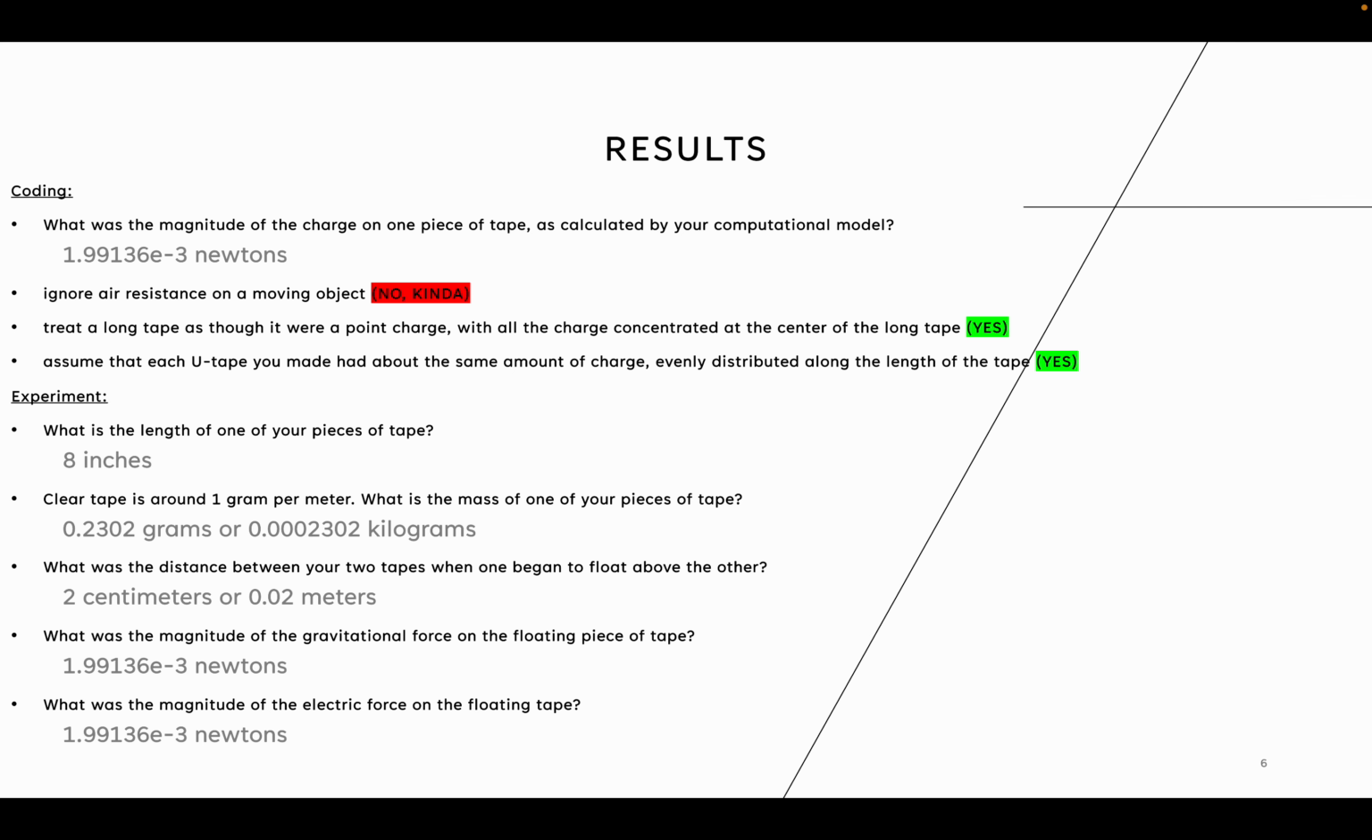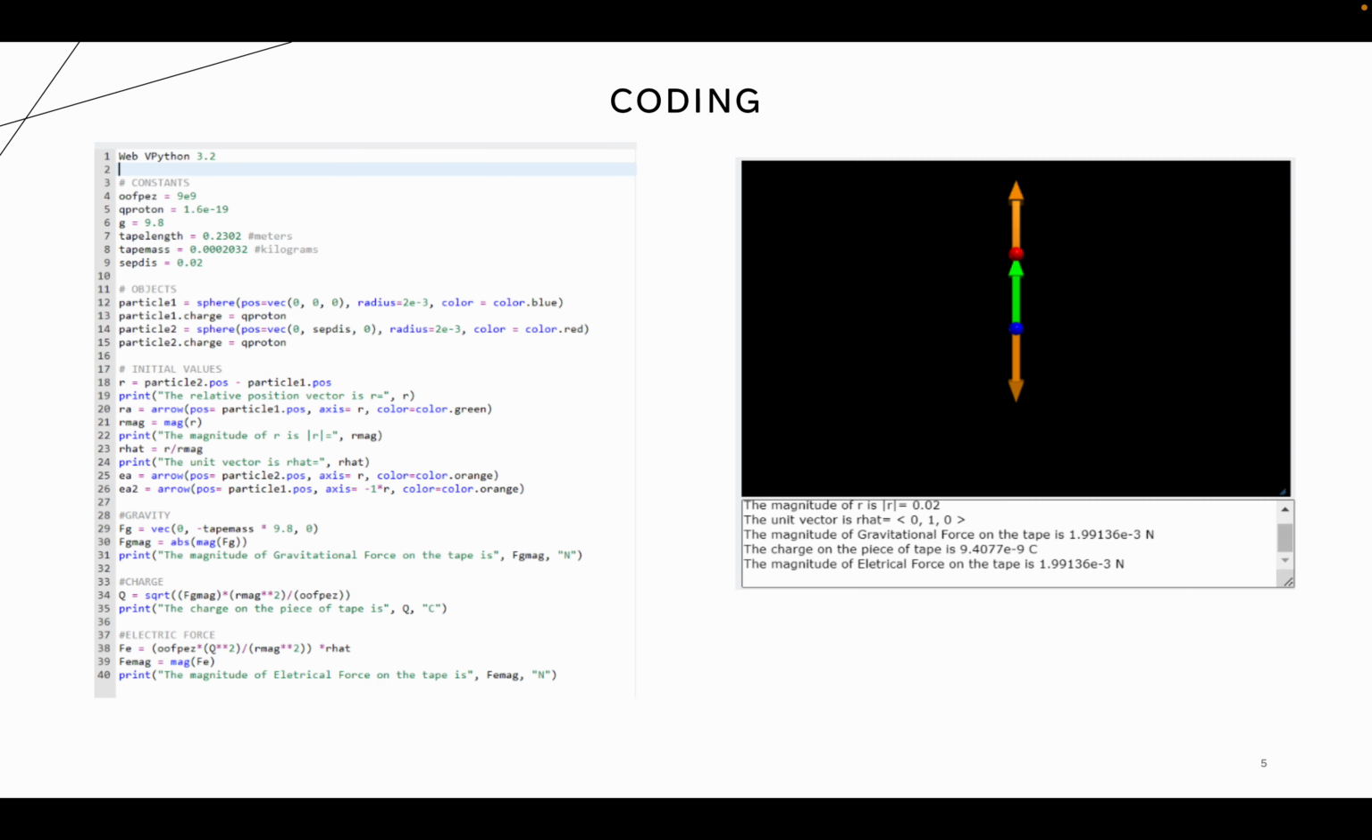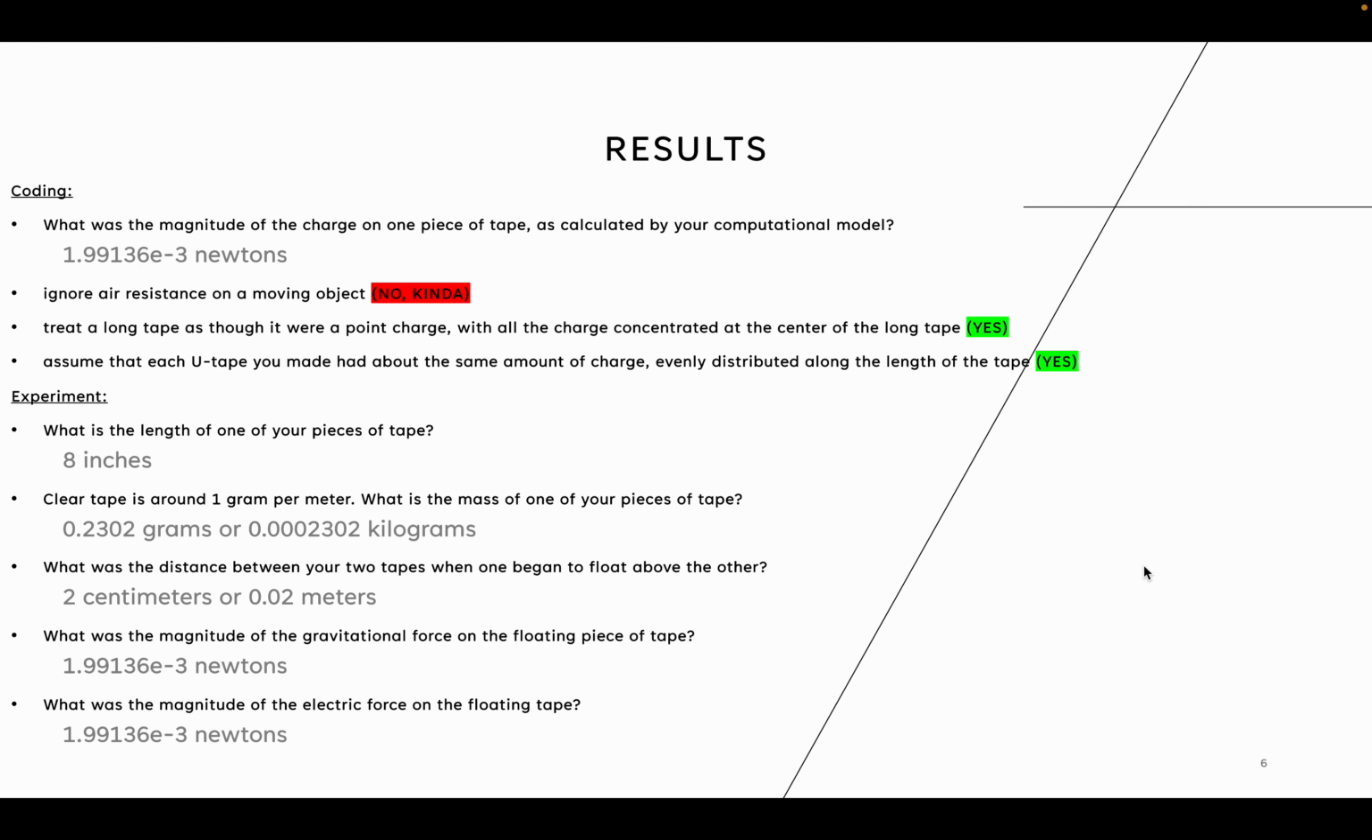And as I said before, the tape is 8 inches long, 0.2 grams, 2 centimeters of distance. So the magnitude of gravitational force found and the magnitude of electrical force found was 1.99 times 10 to the third. As you can see, the computational model also calculated this the same. And this is because at the time that it starts floating, the gravity is equal to the electrical force.